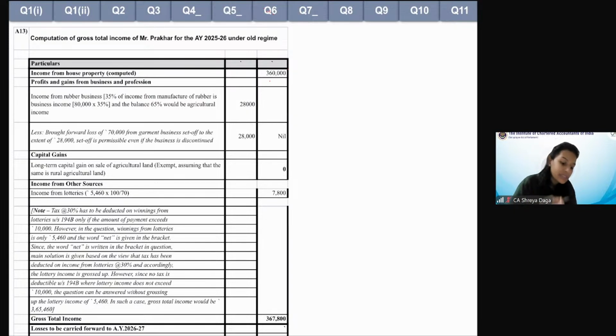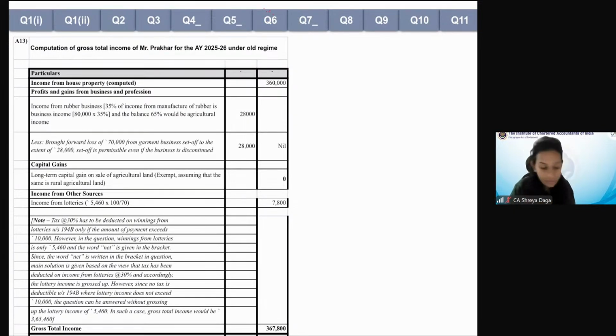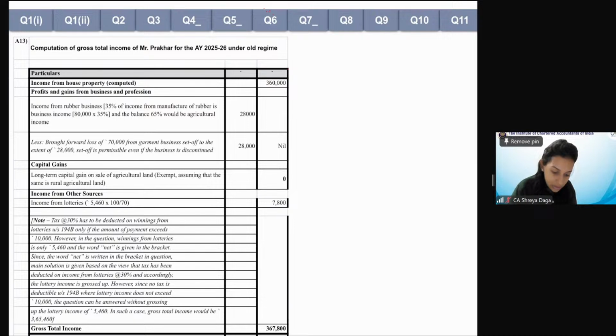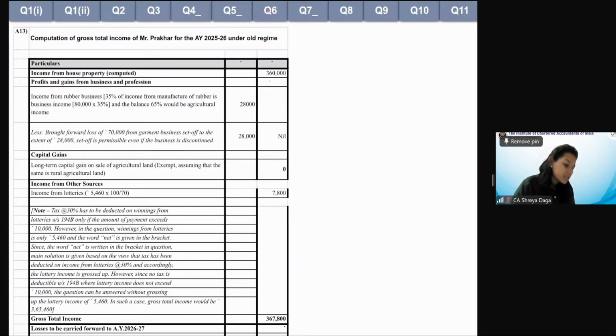35% is deemed to be business income and 65% is deemed to be agricultural income. So to the extent of 35%, which is business income only, we are concerned. Then there is a loss from garment business, which was discontinued in financial year 1920, means assessment year 2021, so the loss can be continued up to 28-29.